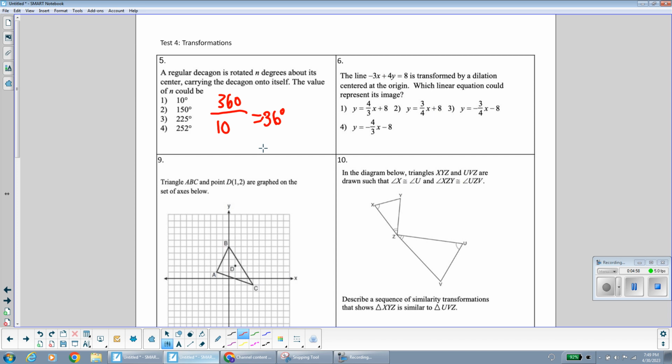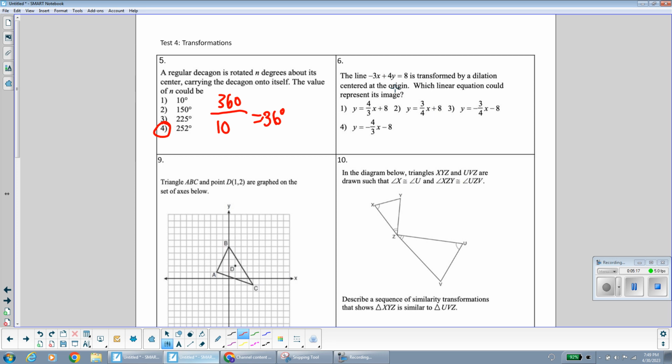And that ends up being answer choice 4, 252. That is a multiple of 36. It goes into 36 7 times. It's 7 36-degree rotations. And every 36 degrees, this decagon is going to look like itself.